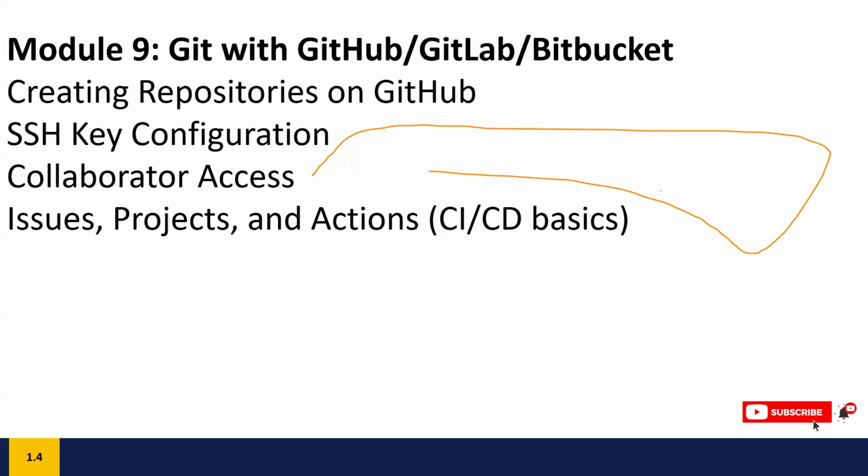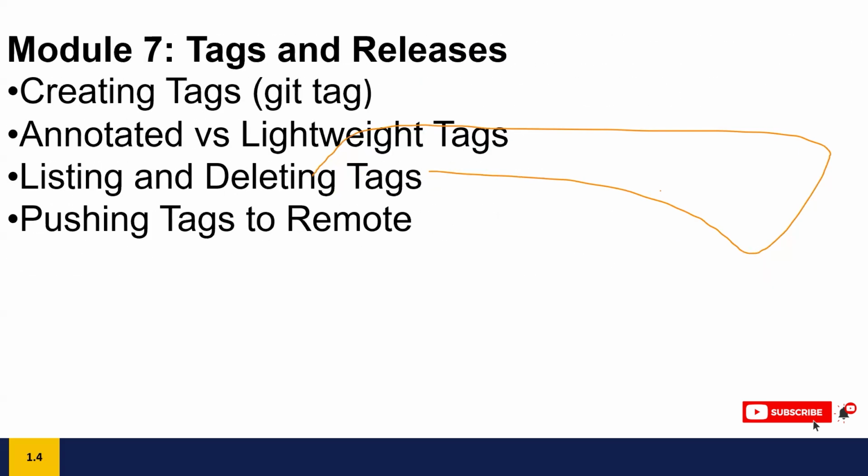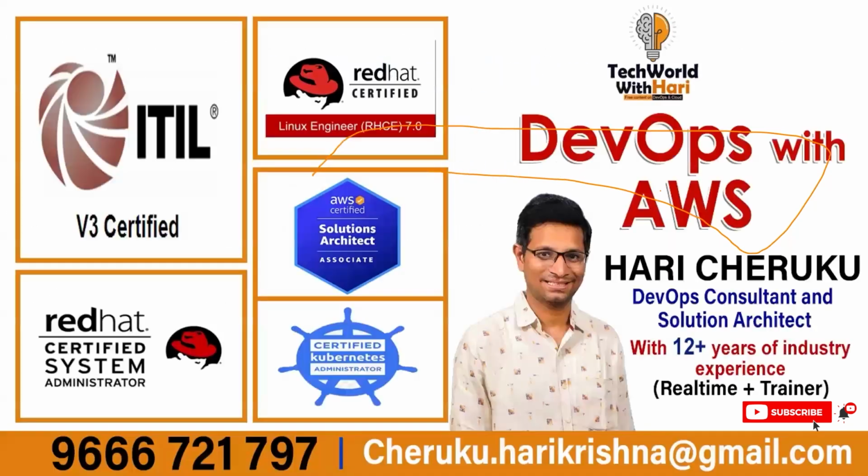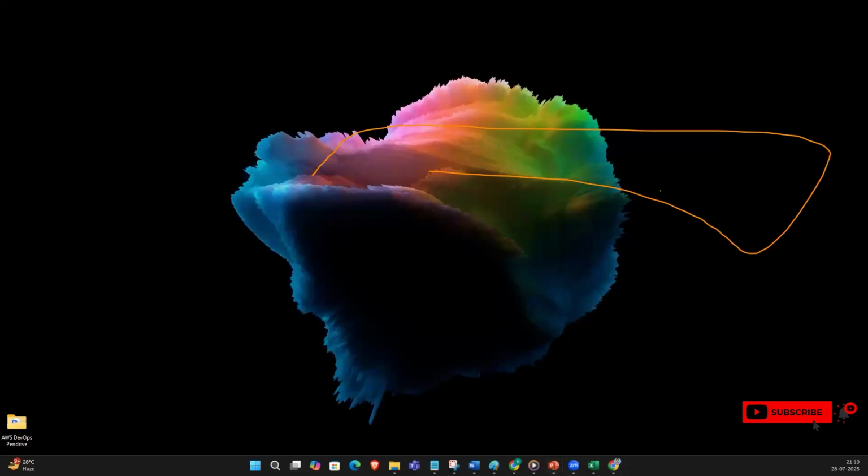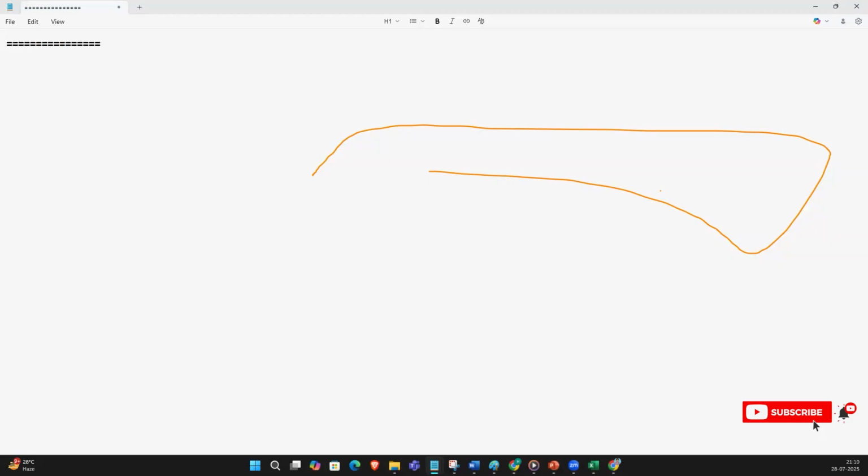So, we'll discuss these 10 modules in this Git and GitHub course, guys. Understood? Yes. Right. And what will we provide in this course? This is Git and GitHub, and we'll show you a little bit about GitLab and Bitbucket also, guys.